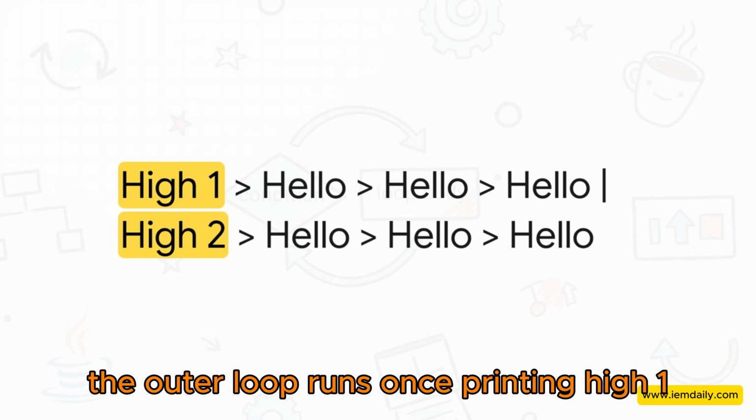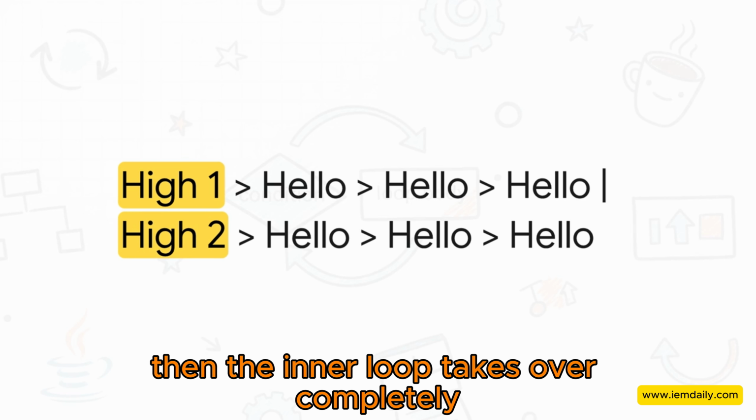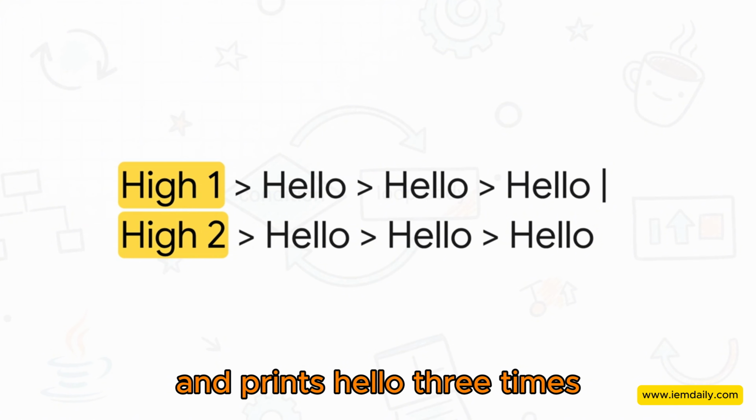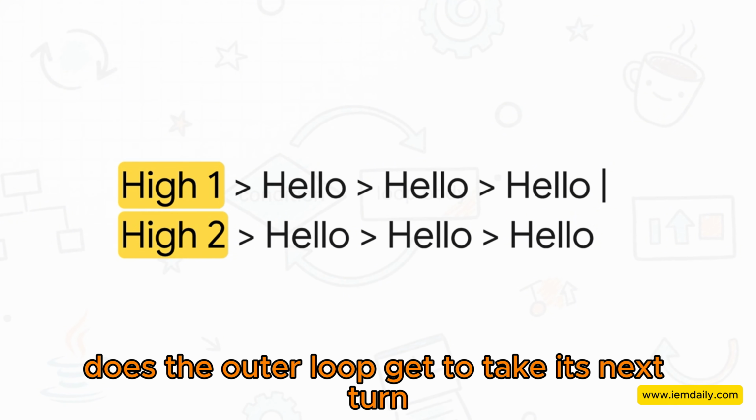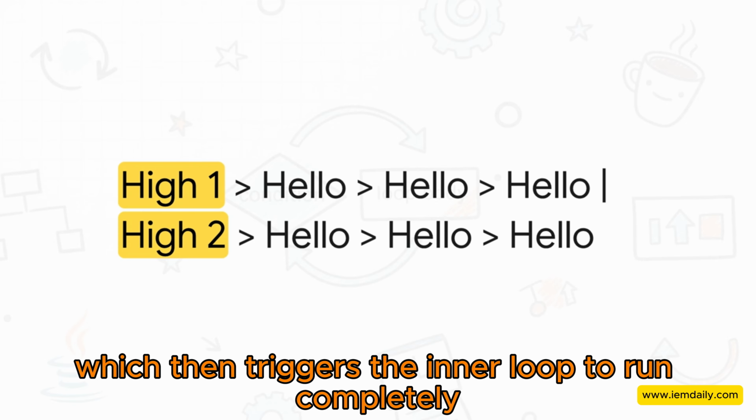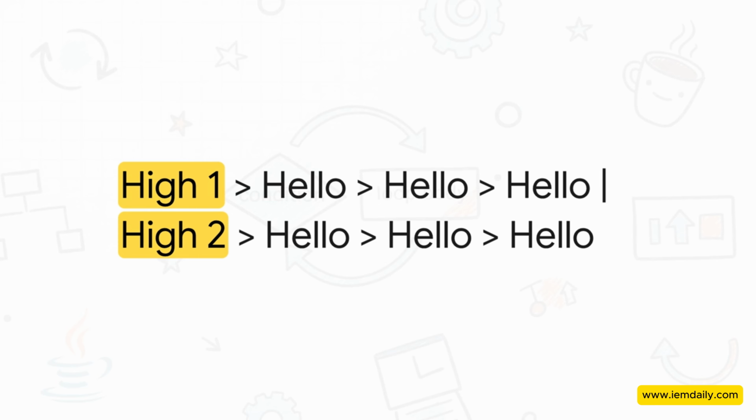The outer loop runs once, printing hi 1, then the inner loop takes over completely and prints hello 3 times. Only after it's done does the outer loop get to take its next turn, printing hi 2, which then triggers the inner loop to run completely, again.